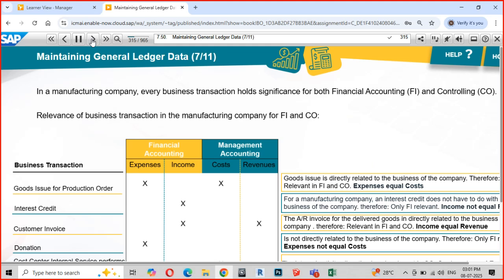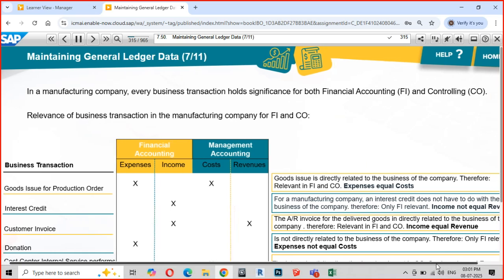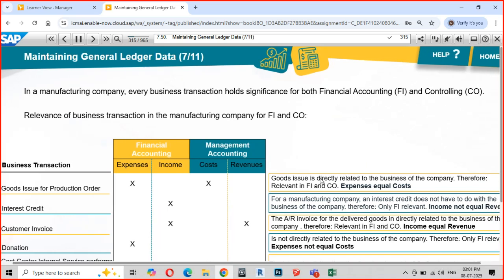I will stop here. OK. As far as the integration between your FI and your CO module is concerned, all I'm stressing upon is there is a way you establish the link between the FI and the CO modules through the general ledger account itself. How you define the general ledger account so that the information also flows to the controlling module.